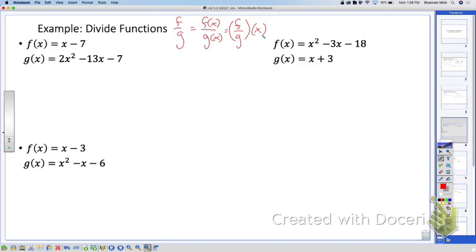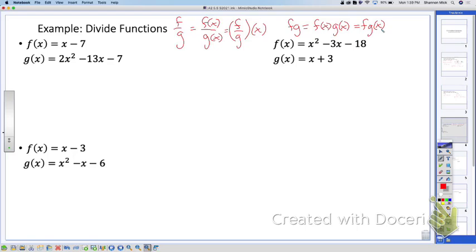X. Okay, so how do you think multiplication would be written? F times g. Or you could write it f of x, g of x. Or you could write it f g of x. So you can write it all different ways. We'll do the last one, multiplication. We'll do division on the top two.